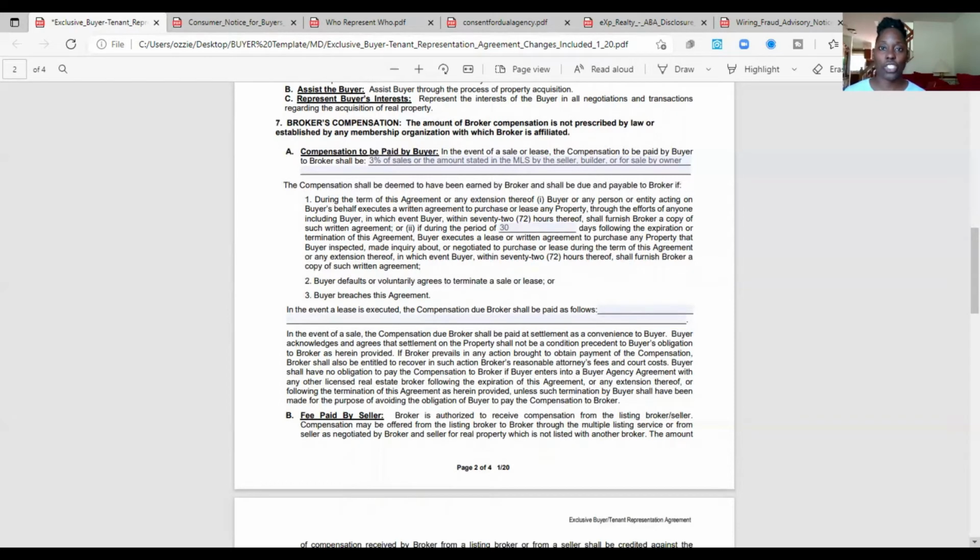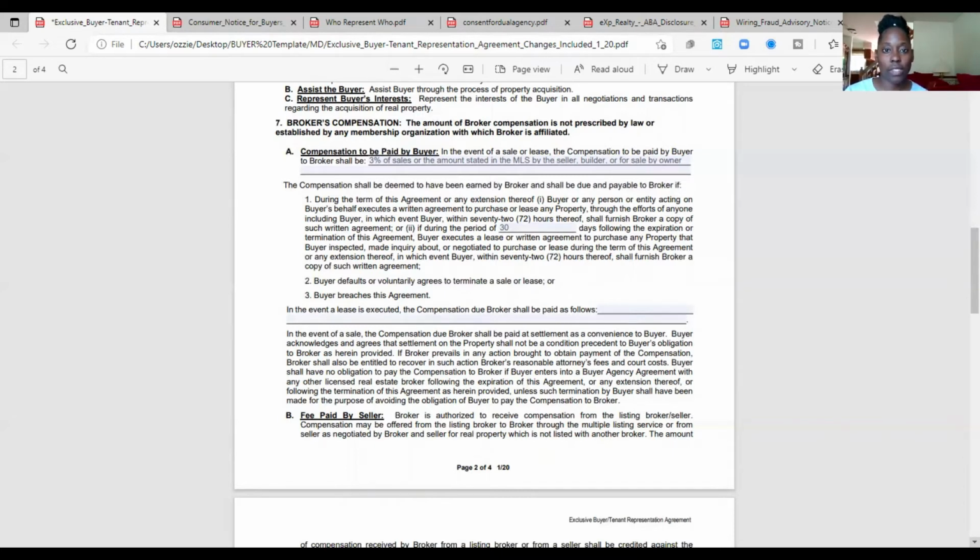So our commission is already taken care of by the seller agent, and the seller and their agent in the agreement that they have worked out. So to hire us is free upfront. This covers compensation coming from the seller, the builder, or for sale by owner. The for sale by owner can be kind of tricky, and I go over that with you in more detail in person during our meeting.